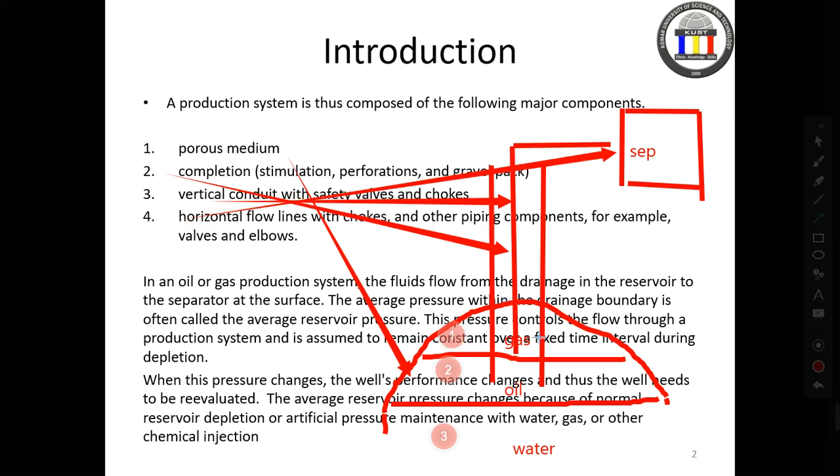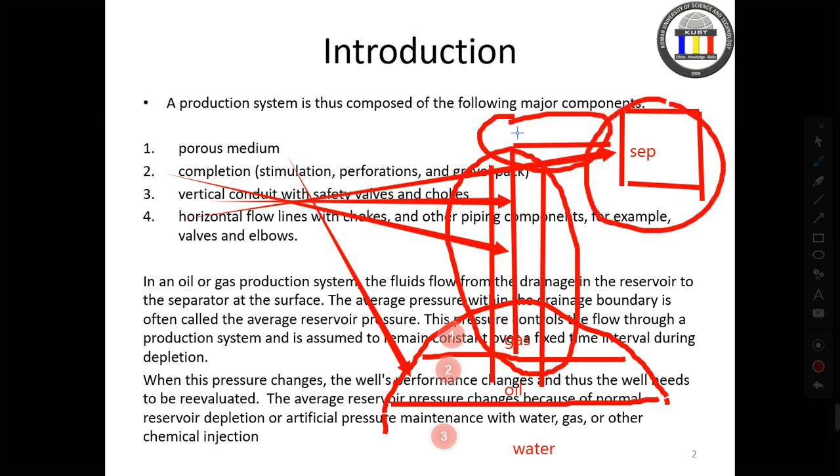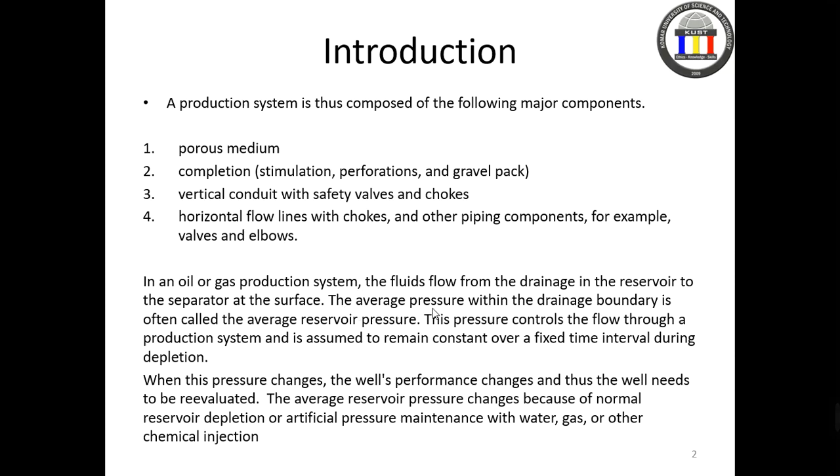Now as a production engineer, this reservoir is not managed by us. It's the job of reservoir engineers to manage it. But as soon as the oil comes inside this plumbing system, inside this pipe, this is our job then. So we have to manage this part, this part and this part. These three parts we have to manage. And what we have to do is manage the pressures, the average pressure within the drainage boundary. If the pressure changes, the well's performance changes, and the well needs to be reevaluated.